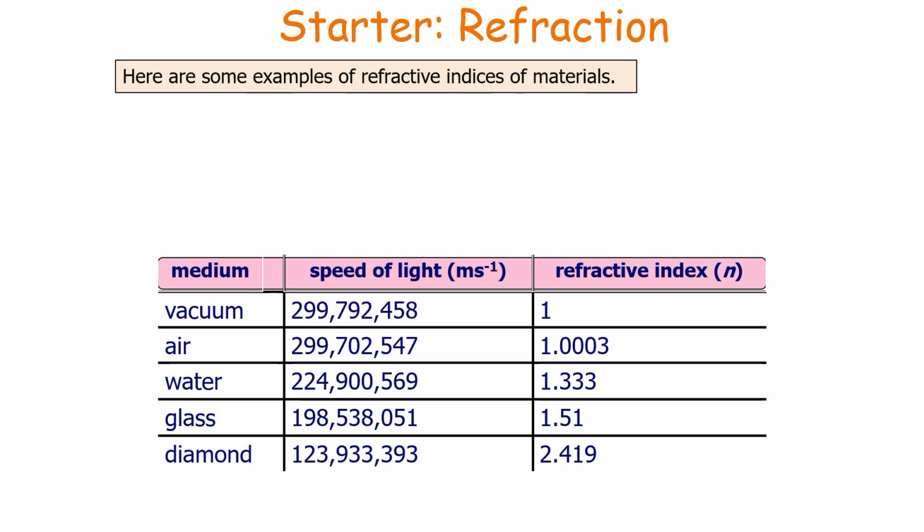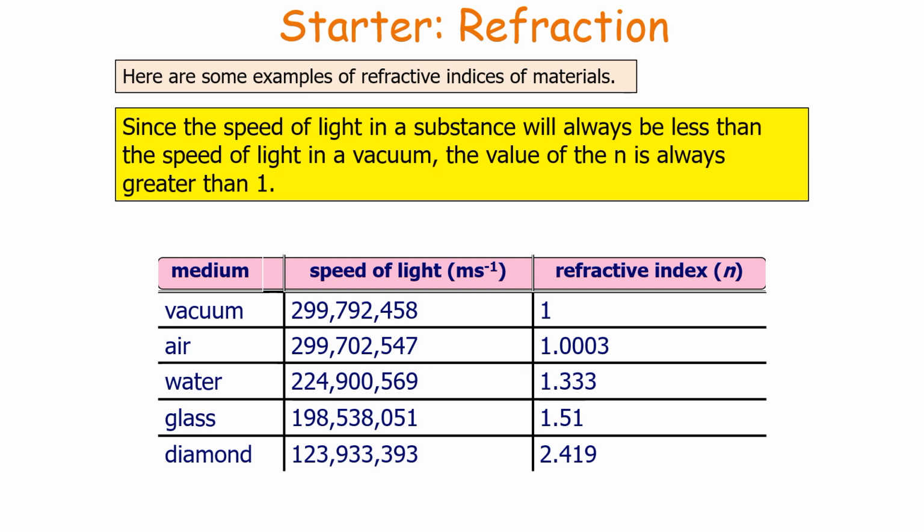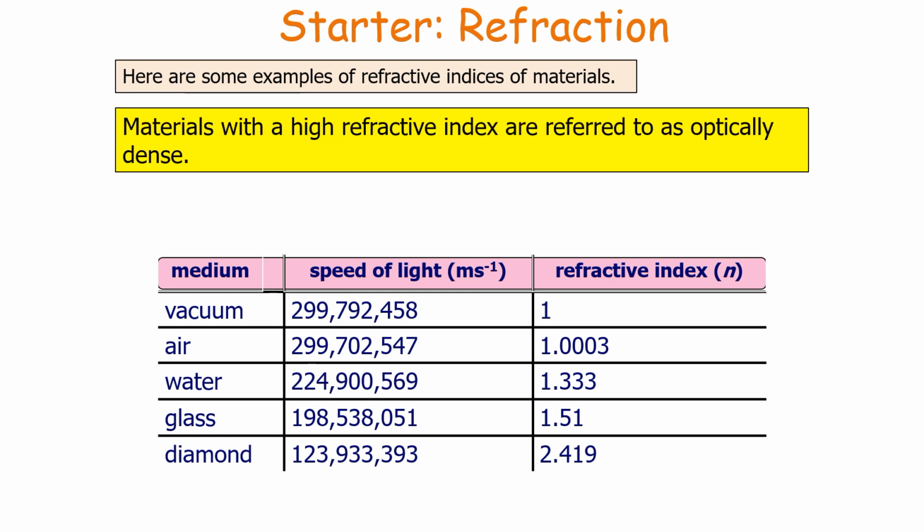Now here are some examples of some refractive indices of different materials. The slower the speed of light in the material, the higher its refractive index. Since the speed of light in a substance will always be less than the speed of light in a vacuum, the value of n will always be greater than 1. So materials with a high refractive index are referred to as being optically dense.